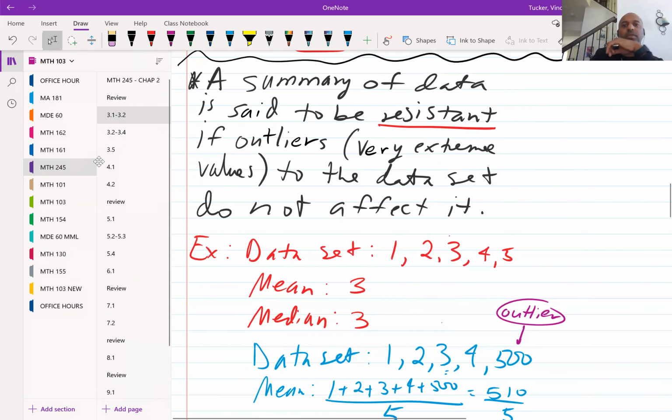Okay, there we go. So here, talking about being resistant to outliers. A summary of data is said to be resistant if outliers in the data set do not affect it. I'll show you an example of that in a second. Just give me a chance to write it down.